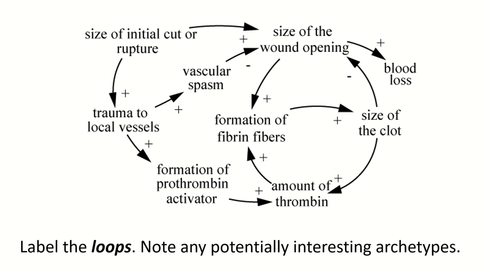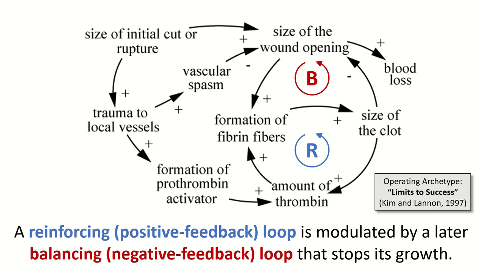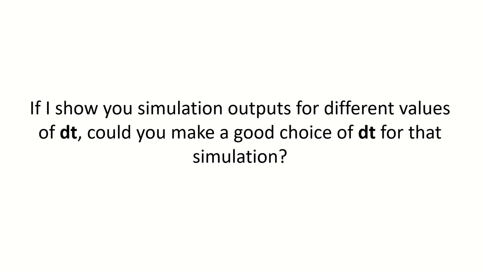So here's the answer to that. With all those pluses and minuses, there's my loops that I can see. I've got a reinforcing loop and a balancing loop next to each other, and that relates to how a cut ends up getting a scab over it and then stopping the bleeding. So an example of that.